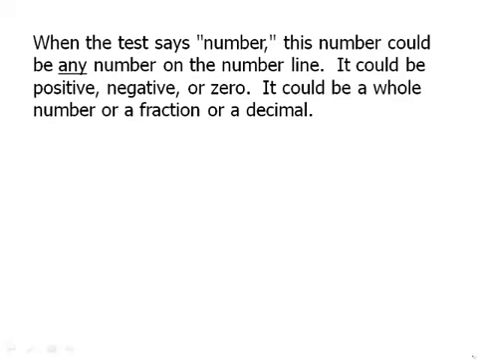When the test says number, this number could be any number on the number line. It could be positive, negative, or zero. It could be a whole number or a fraction or a decimal. This is one of the ways that the test loves to trap people. It loves to begin a math problem: X is a number, and then it goes on, and people assume that since X is a number, it can only be 1, 2, 3, 4, 5. In other words, that it has to be a counting number. People forget about negatives. They forget about fractions and decimals. Very important not to fall into that trap. If you see the word number, you have to be thinking about all these categories altogether.